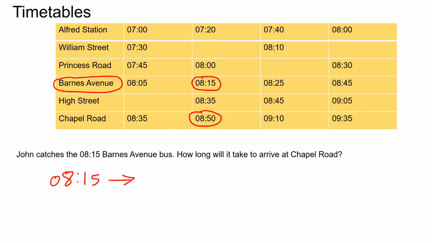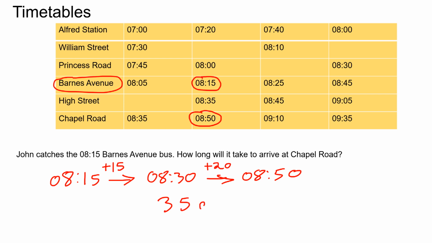Let's see how long it takes to get to 08:30. And then how long it would take to get to 8:50. So there's 15 minutes from 8:15 to 8:30. So 15 minutes there. And then 20 minutes from 8:30 to 8:50. 20 and 15 is 35, so it will take 35 minutes.